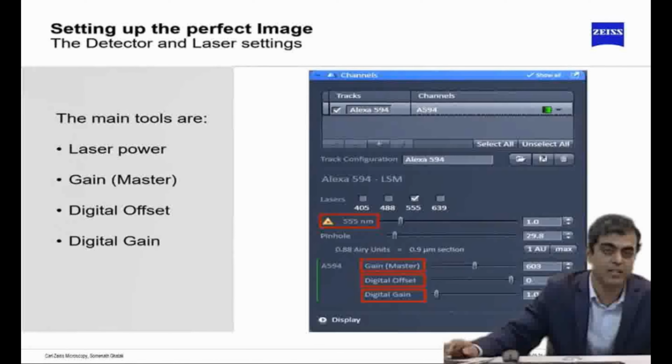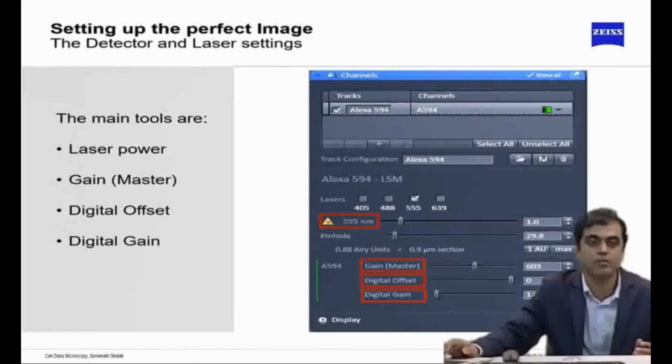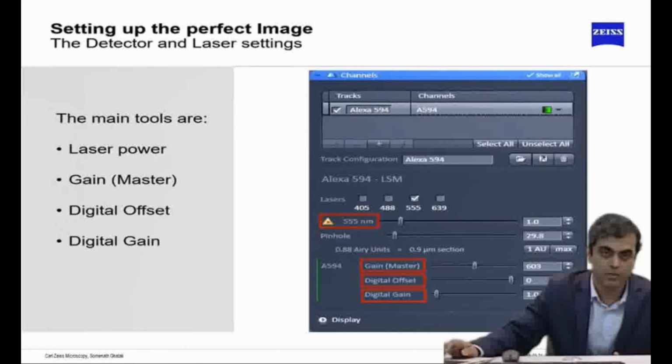And the gain, the digital offset and the digital gain, these are all the controls for the detector. If you increase the voltage of the detector or the master gain of the detector, the potential difference in the detector increases so high that it will try to collect more photons, and in the process it will also attract background noise. So the digital gain should be half of the entire dynamic range, which is 620 roughly, and the entire is 1250. So half of that is considered very ideal.